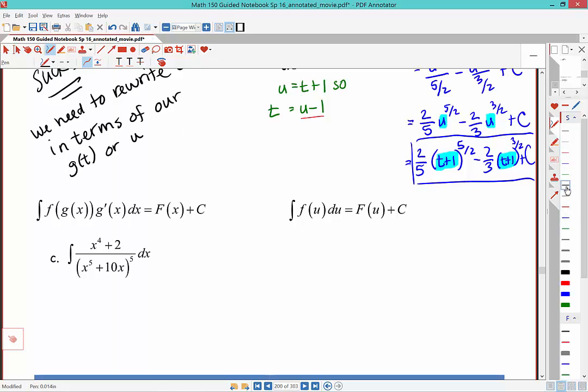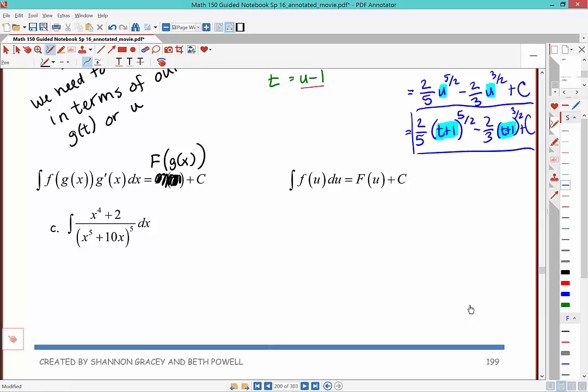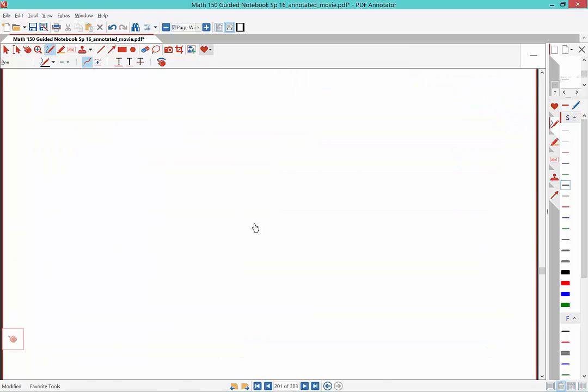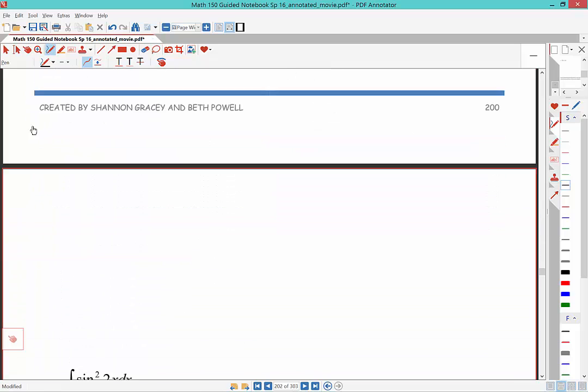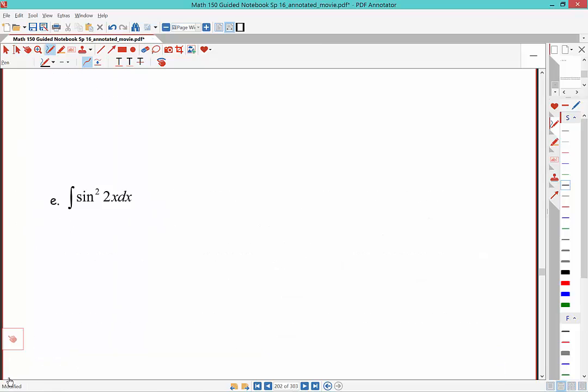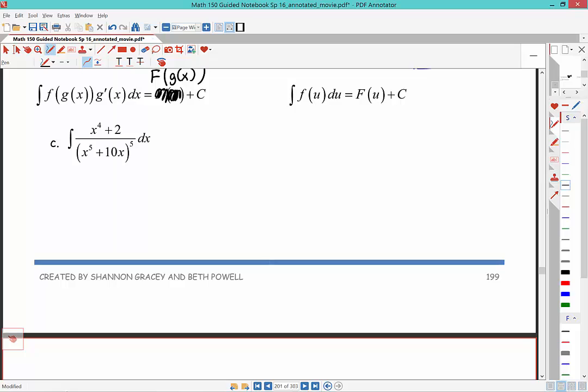All right, so next up, again, we've got to fix this one. This is capital F at g at x plus c. So here we go. My advice is, for C and for D, and as well as E, that you go and try these on your own. Try them on your own and then play the movie, see how you did. Okay? Good luck.